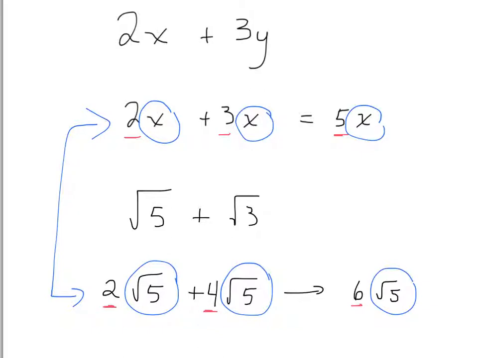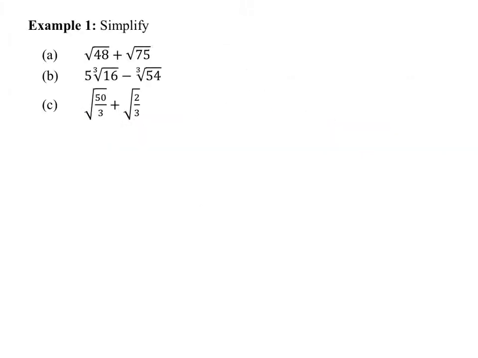My recommendation as well is to simplify as far as you can before you try to add or subtract radicals. It might not seem like they can be added or subtracted, but if you simplify, you might get the same radicand on the inside. And then you can add or subtract those terms. I want to start. How about part A? So this involves yesterday's lesson.